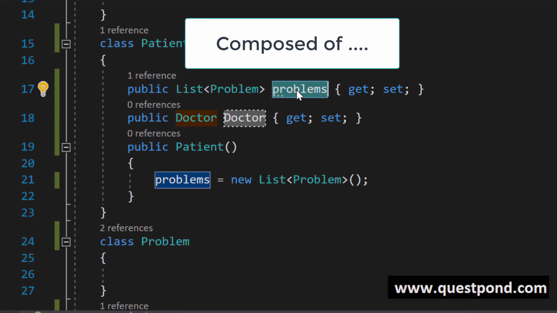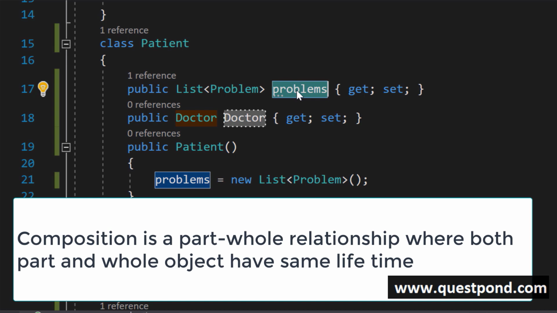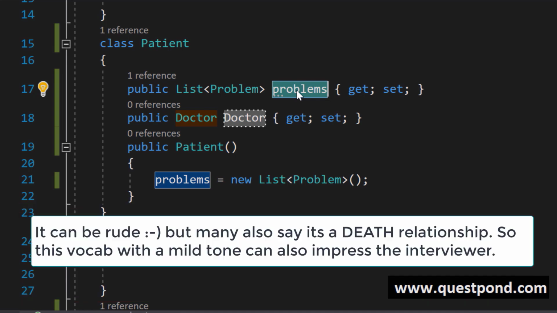So basically, in a part-whole relationship, when the part and the whole objects are connected very tightly, then it becomes a composition relationship. They are composed of each other, right? Easy. So I repeat the answer. Composition is nothing but a part-whole relationship where the lifetime of both the part object and the whole object is the same. If one goes, the other does not have an existence. If the other goes, the part does not have an existence.